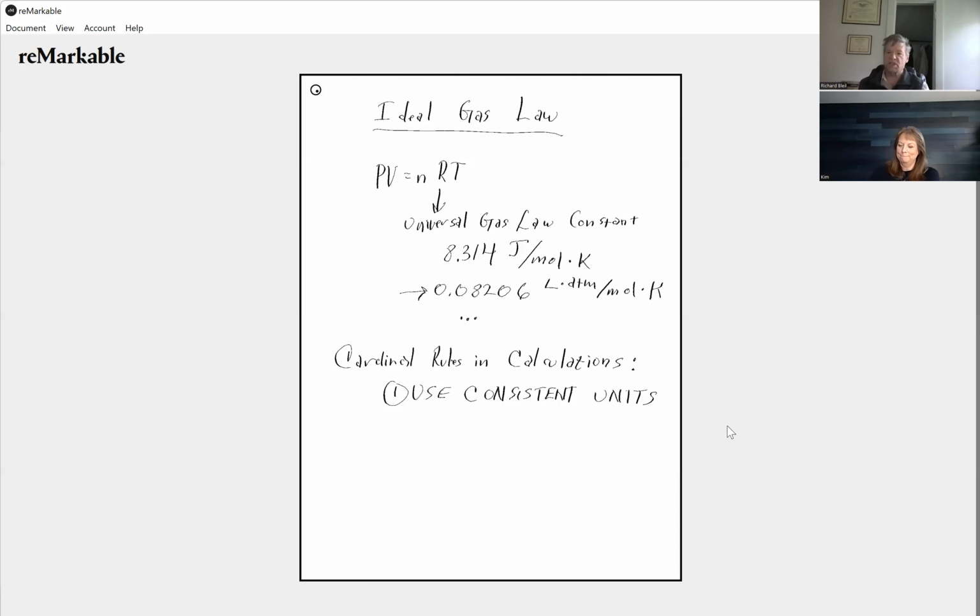So always use consistent units. Make sure that V is in liters because R is in liters. Make sure P is in atmospheres because R is in atmospheres. Use consistent units.